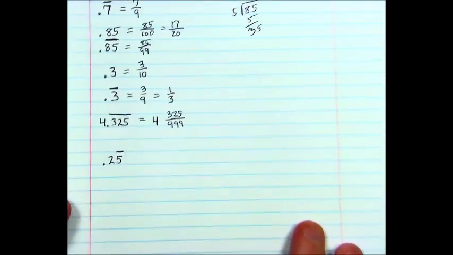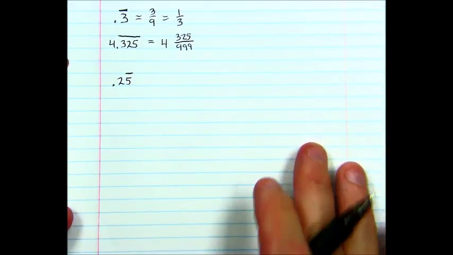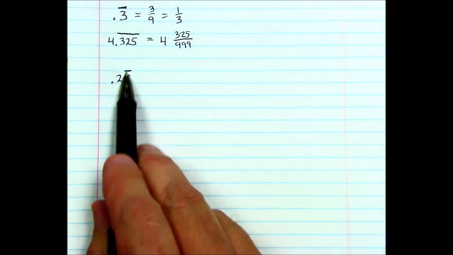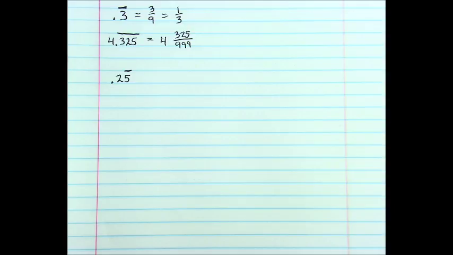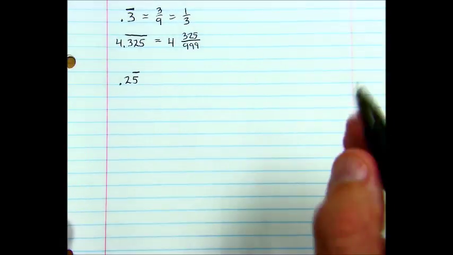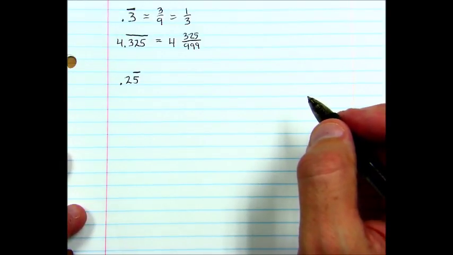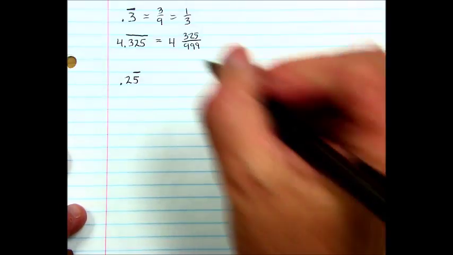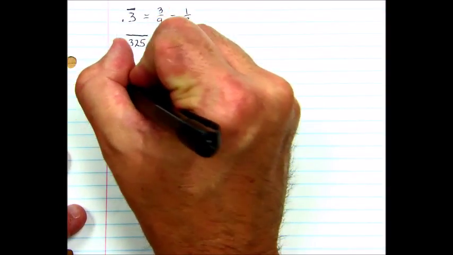It's a lot tougher when only one of the positions is repeating. No, this is not 25 over 99. Sorry, it doesn't work that way because only the 5 is repeating. We use algebra to do this. So is it 5 over 10? Nope. 5/9? Got to use a new method for this. So I say x is equal to this.